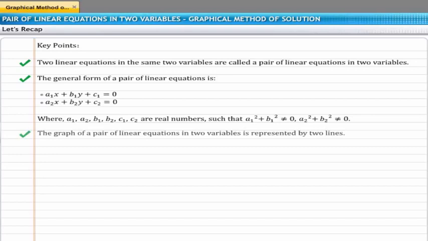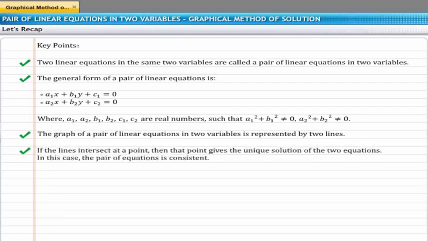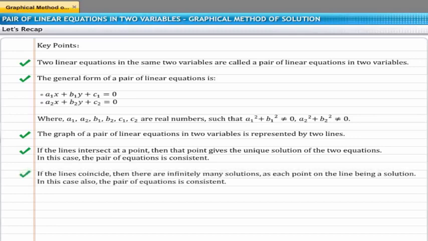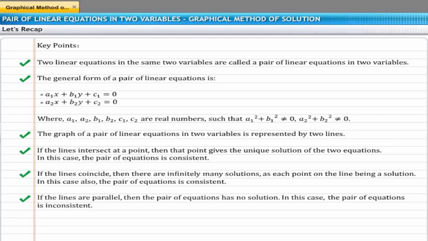The graph of a pair of linear equations in two variables is represented by two lines. If the lines intersect at a point, then that point gives the unique solution of the two equations. In this case, the pair of equations is consistent. If the lines coincide, then there are infinitely many solutions, as each point on the line is a solution. In this case, the pair of equations is consistent. If the lines are parallel, then the pair of equations has no solution. In this case, the pair of equations is inconsistent.